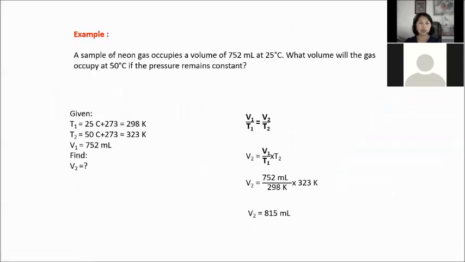Okay, so we have this example. A sample of neon gas occupies a volume of 752 mL at a temperature of 25 degrees Celsius. So, write down V1, T1. What volume will the gas occupy at 50? So, this is our T2. And we are asked to find V2.